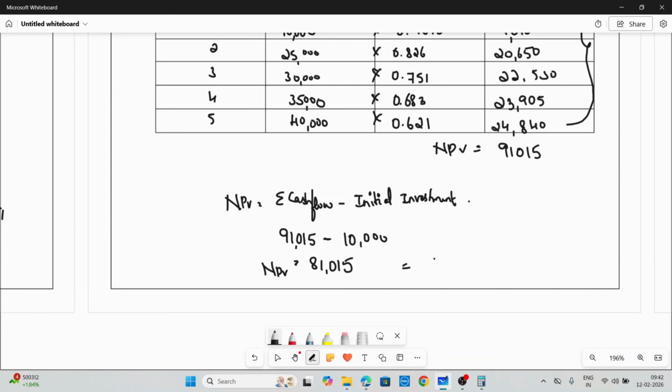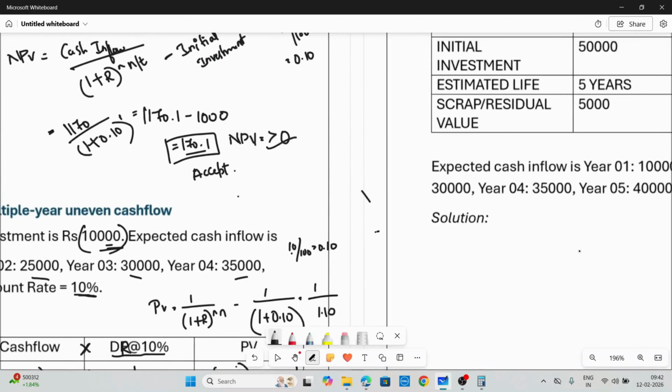Does this NPV satisfy the criteria of NPV should be greater than 0, or NPV should be lesser than 0? Which condition does this answer satisfy? NPV is greater than 0, right? So this is accepted. Let's move to the third problem.